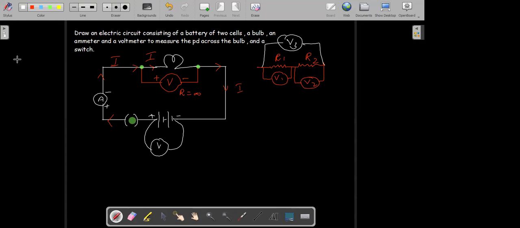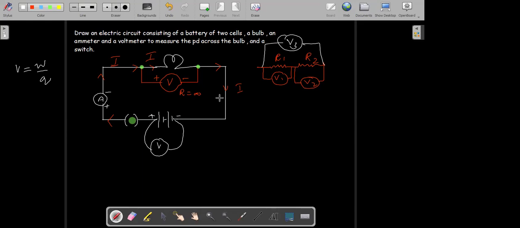Everywhere we define V equals W over Q. Right? So if I measure the potential difference between these 2 points, it means how much work is done in moving the charges between these 2 points per unit charge. Suppose the potential difference is 2 volt, that means 2 joule of work is done in moving a charge of 1 coulomb between these 2 points. Understood, everyone? Yes, sir.